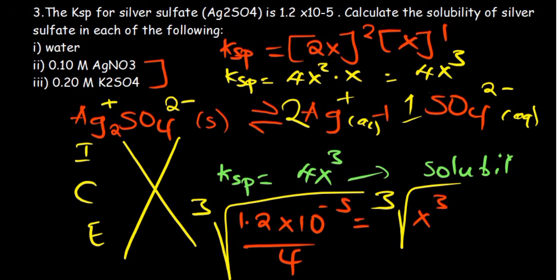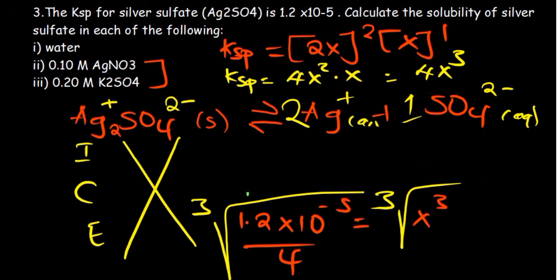1.2 by 10 to the power negative 5 divided by 4, and then we're trying to find the cube root there. So our value of x is going to be 1.44 times 10 to the power negative 2. For our solubility we use molar concentration, so I'll put molar concentration. So that is our solubility for that case. The question was to calculate the solubility of silver sulfate in each of the following, so we found the solubility of our silver sulfate.